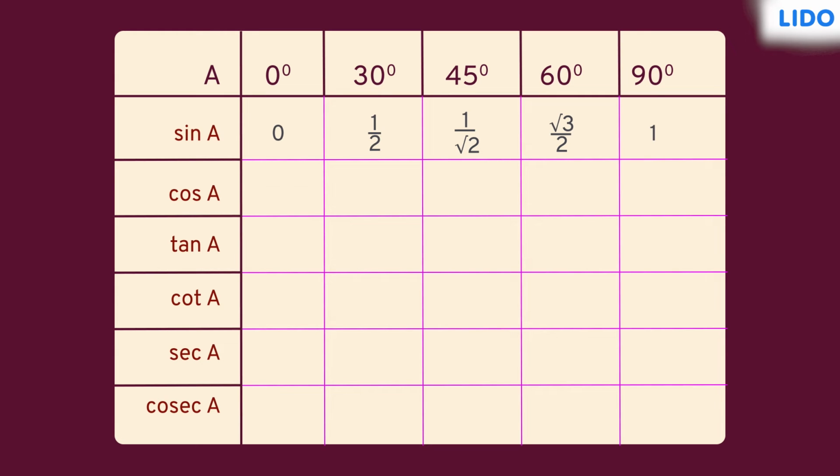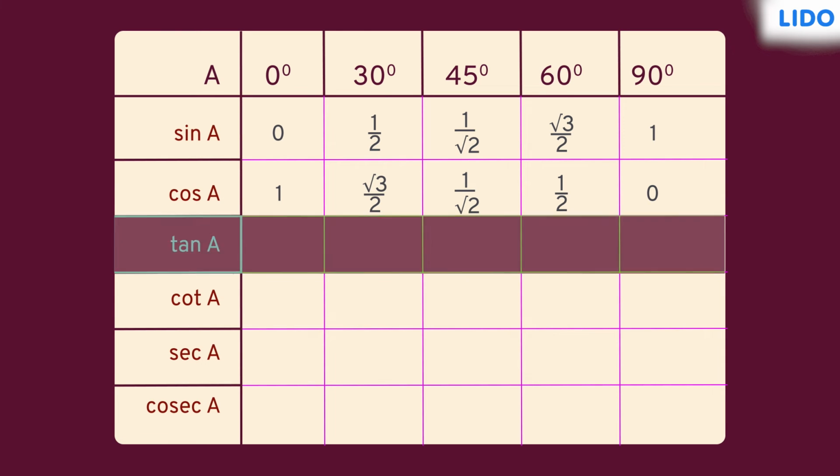The next step is to reverse the order of values. In other words, to pick the values from the extreme right column and substitute them in the cosine row starting from 0 degree. As each value is picked up and substituted in each column, we get all the 5 values of the cosine ratio. The next row is the tangent ratio.